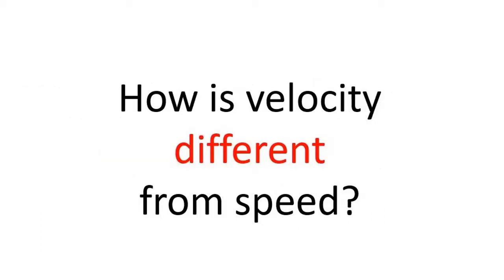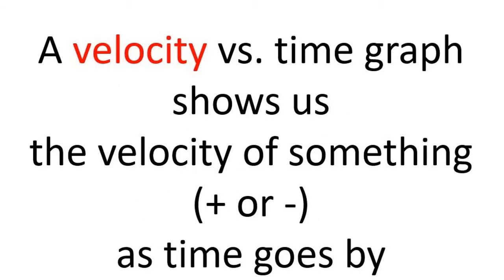How is velocity different from speed? Well, velocity is a vector. It has magnitude and direction. So the difference is that velocity has direction. Speed does not have direction. It's just how fast you're going in your car. Driving down the street, you do not have to know what direction you're going to know the speed that you are going. A velocity versus time graph shows us the velocity of something, positive or negative, as time goes by.